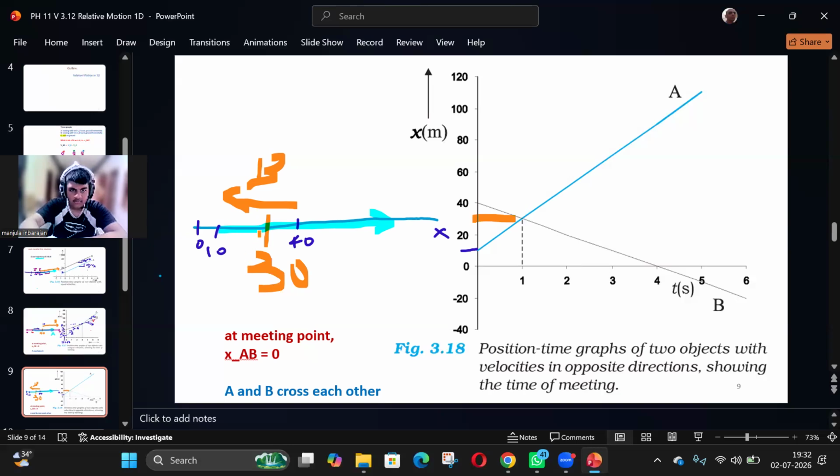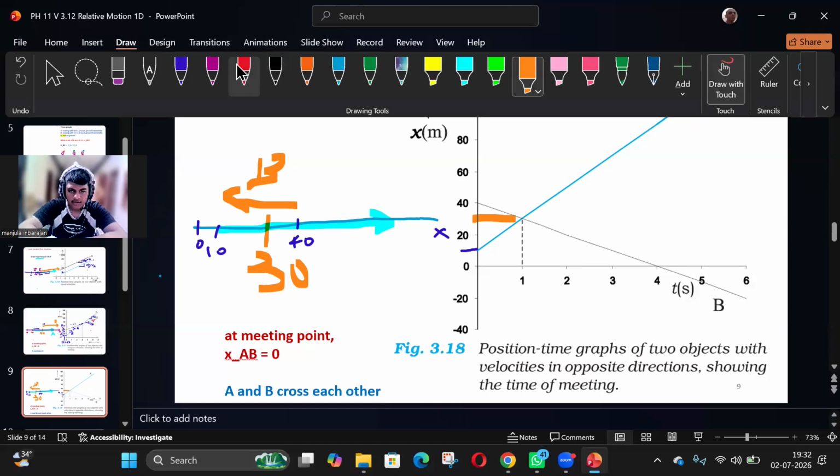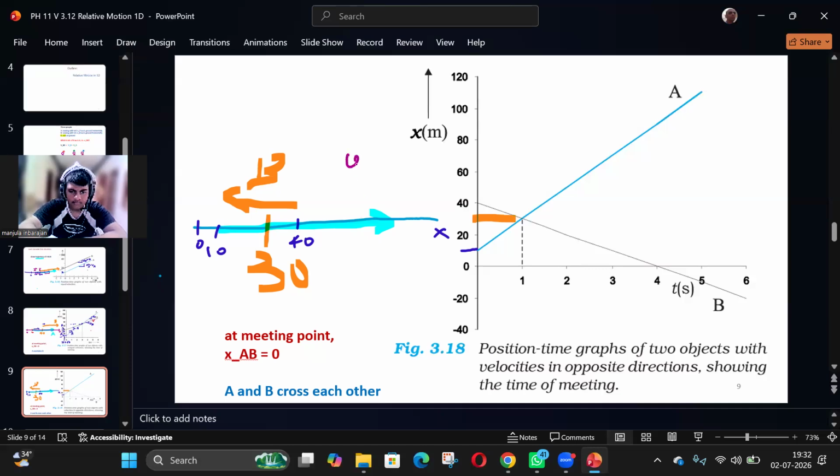Sorry. Magnitude wise, VA and VB, which one is more? Magnitude is VA, because A has moved a distance of 20 meters in the same time. So VA magnitude is greater than VB magnitude. But VA is positive, VB is negative. Okay, that's the sign we can consider separately.